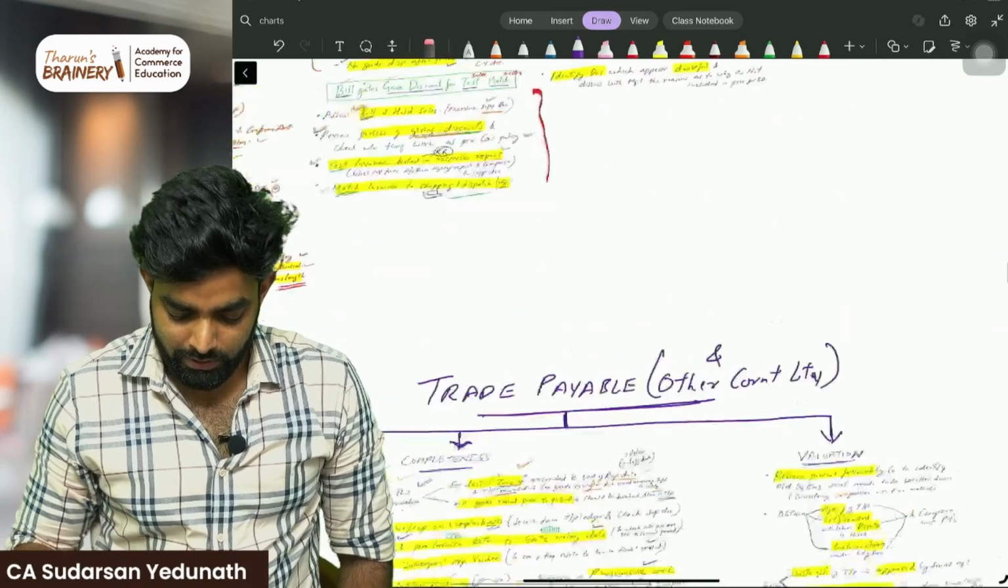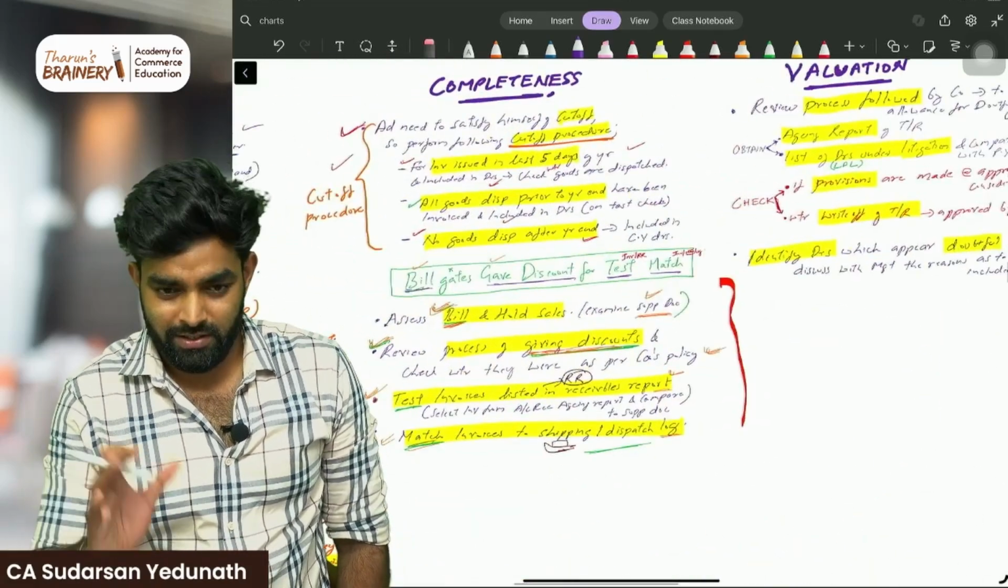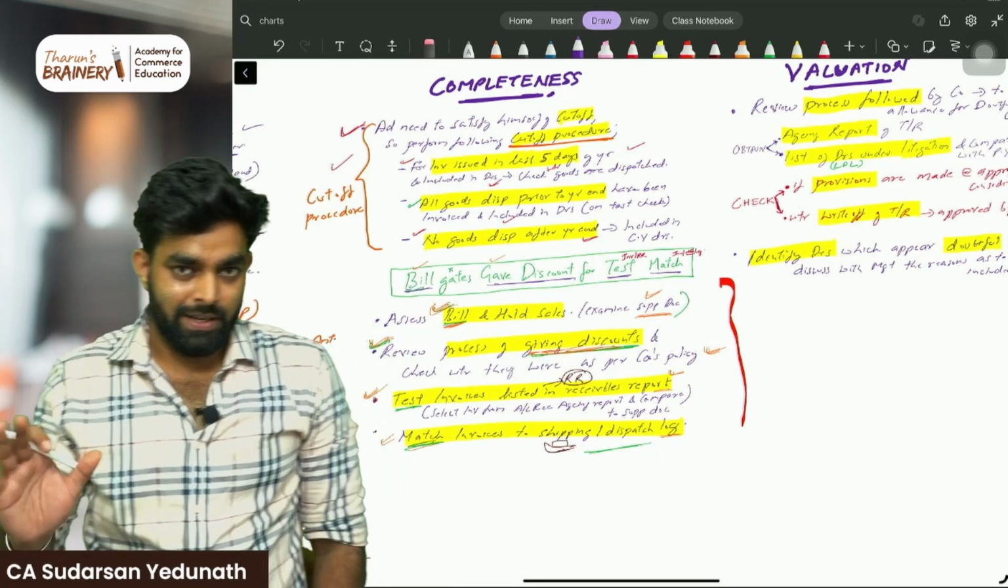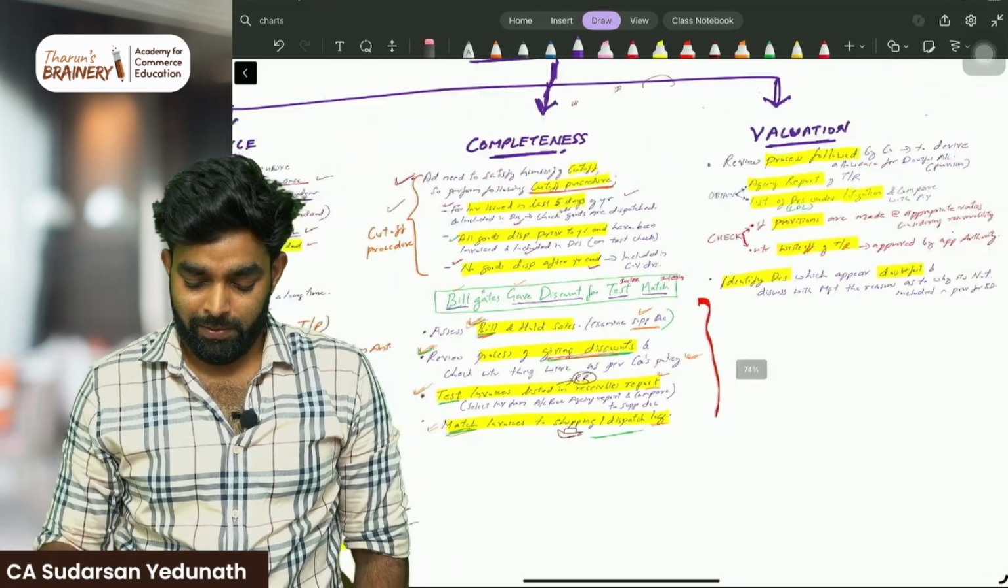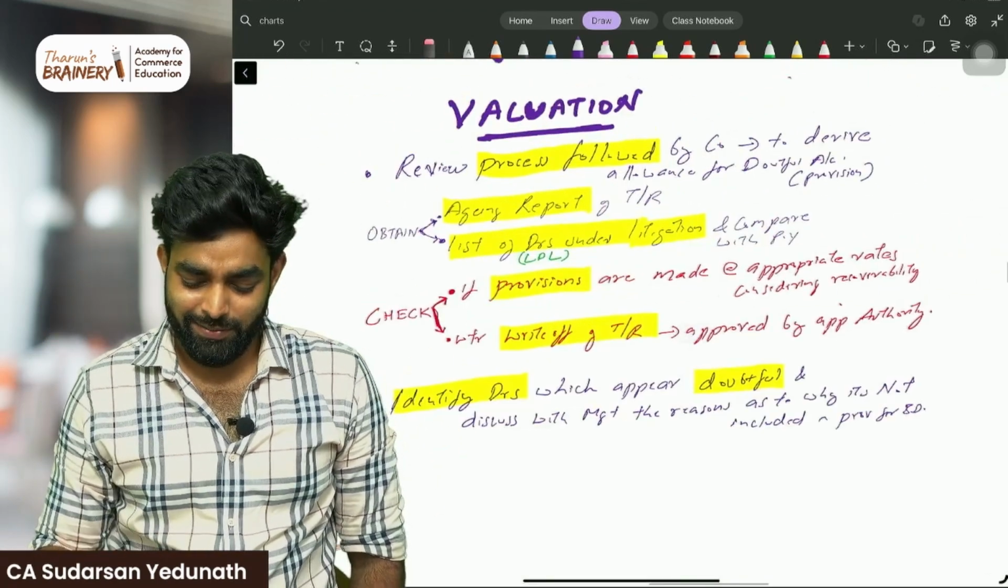Trade payable completeness is also done. Almost similar. 2-3 points are extra, but existence is completely similar, for trade payable and trade receivable. Okay. Now it is valuation. It is very easy. Valuation is very easy.